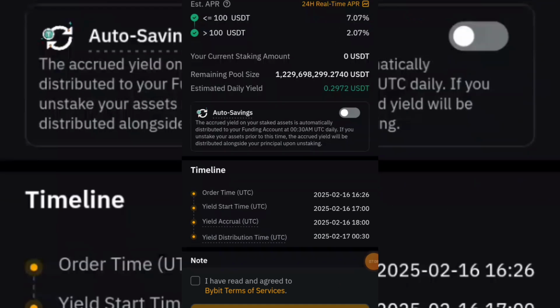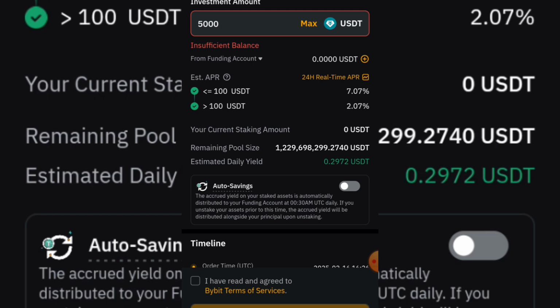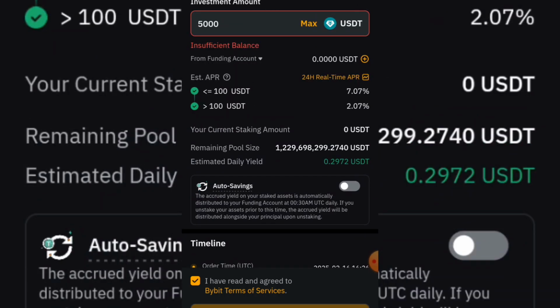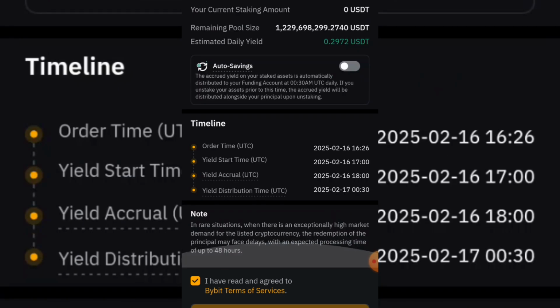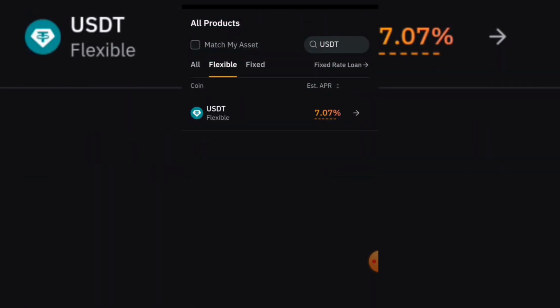And if you don't have that amount, this is just a way of getting small tokens on your stable coin. Then after that you just click on here, then you click on stake. It's just that I don't have enough capital, that's why you are seeing insufficient balance. That's why the stake button hasn't opened. So that's how this one goes.